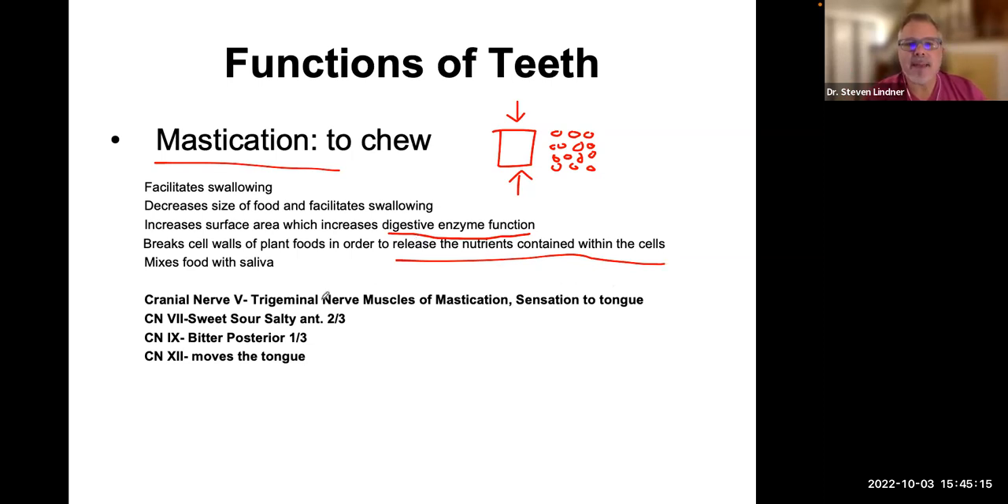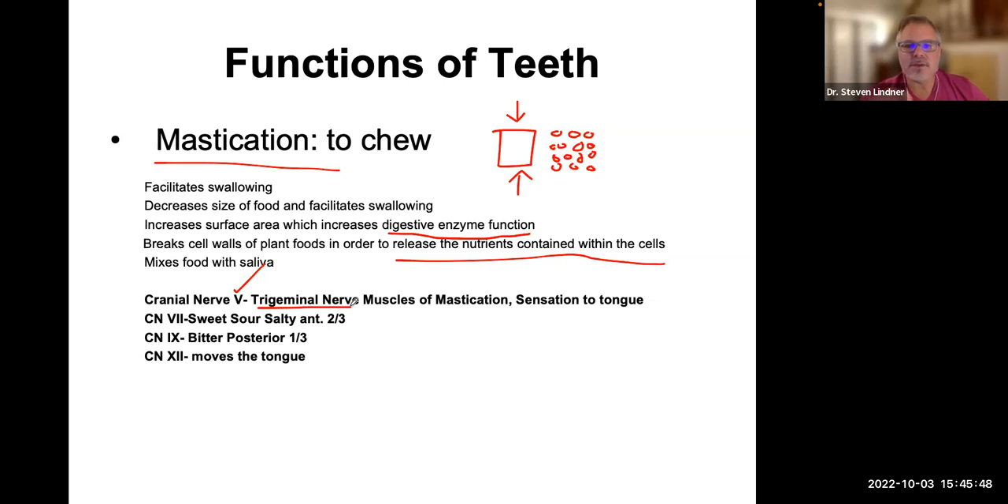In terms of the mouth, there are some cranial nerves that are involved in chewing and tasting and moving the tongue, right, and digestion. So cranial nerve 5, which is the trigeminal nerve, controls the muscles of mastication. Those are the TIME muscles: the temporalis, the internal pterygoid, the masseter, and the external pterygoid. Temporalis, I for internal pterygoid, M for masseter, and E for external pterygoid.